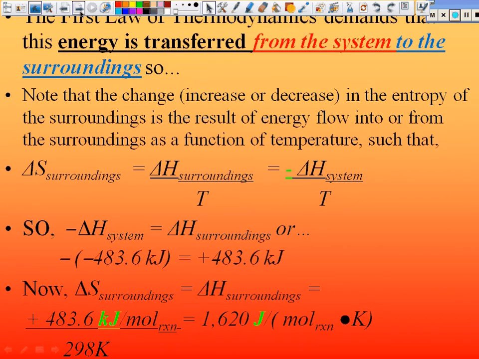The first law of thermodynamics demands, what did you say? Demands that this energy is transferred from the system to the surroundings. The change, increase or decrease, of entropy of the surroundings is the result of the energy flow into or from the surroundings as a function of temperature.